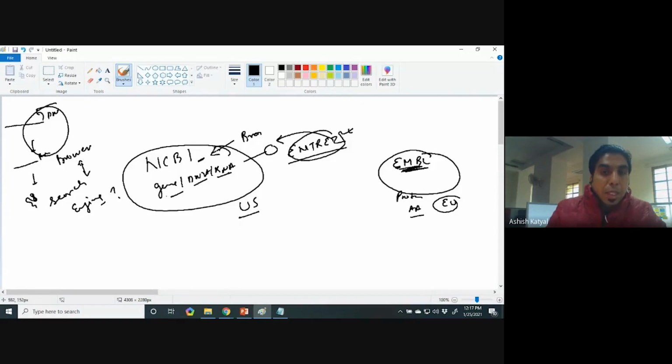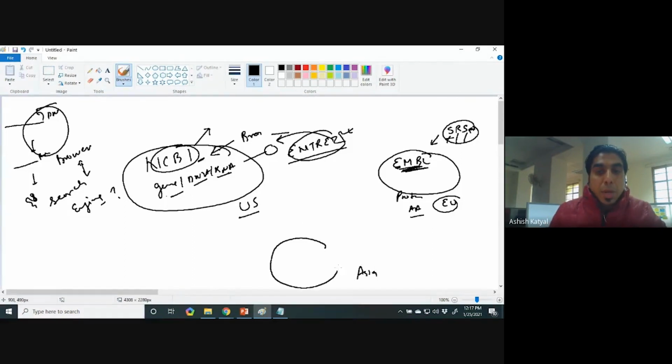So for example, in this case the browser is NCBI and the search engine is Entrez. In the case of EMBL, what is the search engine? SRS, the Sequence Retrieval System. All the searches in EMBL are performed by this. After that, Asian countries came, and Japan was the major prominent country during the 1990s, and they made a database known as DDBJ, the DNA Data Bank of Japan. All the kinds of metabolic information or interactomics information are present in this database.